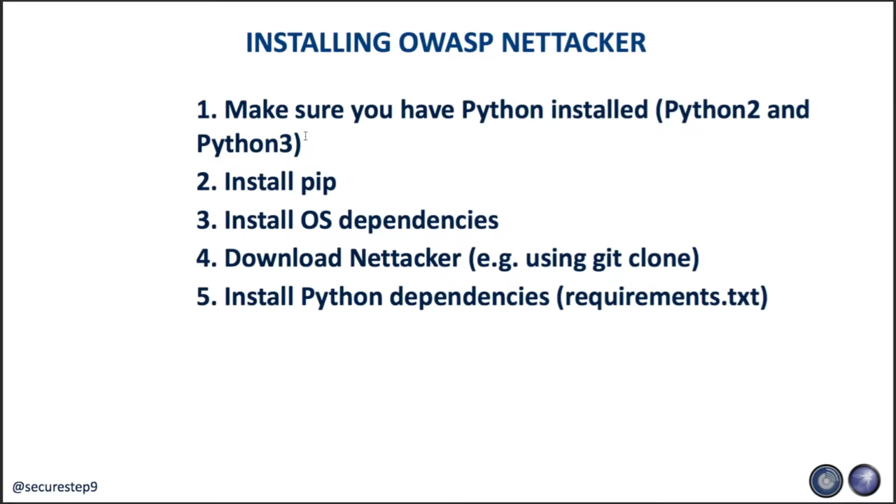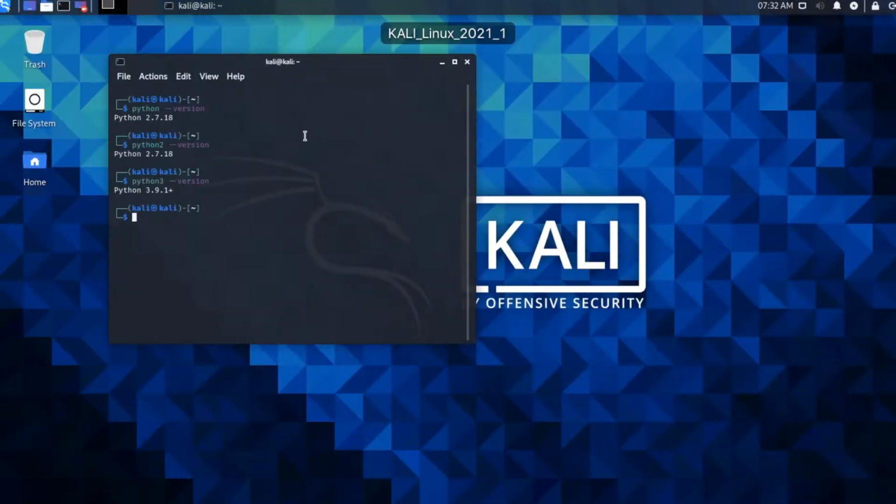Here are the steps required to install OWASP Nettacker. First of all, we need to make sure that we have Python installed. We just check that we have both Python 2 and Python 3. Step number 2, we need to install pip. Pip is the Python package manager, which is needed to install the required packages. Step number 3, we need to install operating system dependencies for Kali Linux, all the necessary libraries in order to be able to install Python dependencies. Then we need to download Nettacker. We can do it, for example, using git clone. And the last step, we need to install Python dependencies from the requirements.txt file. Let's switch to our Kali Linux and do these steps.